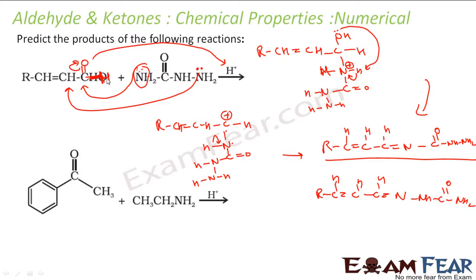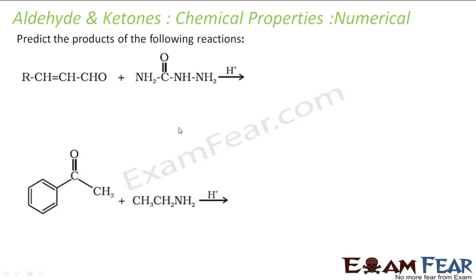So see, it is like this. You are taking this oxygen and this hydrogen, removing water and forming a double bond, that is one. Or you are taking this oxygen and this hydrogen and forming a double bond. So both are possible outputs. There are two possible outputs for this reaction. So we are done with this reaction. Let's try this reaction.